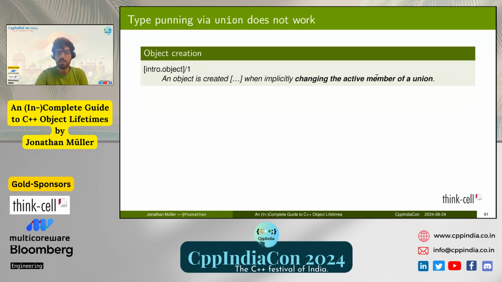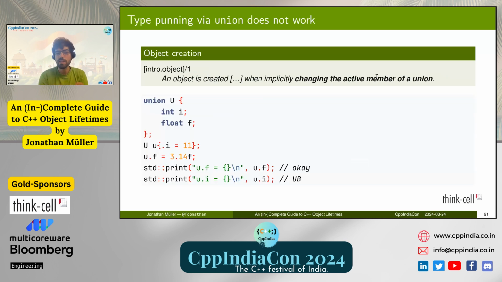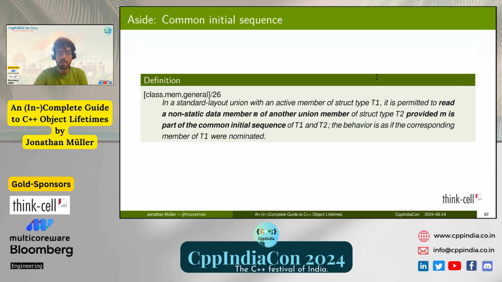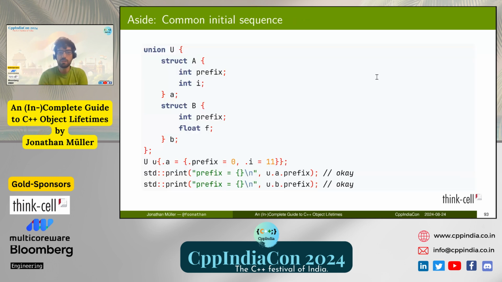And then via union also doesn't work because when you change the union, you could implicitly create a new object. So this is undefined. The u.f is fine because we've got a float, but u.i is undefined behavior because we changed it, so now it's no longer a float. There's one exception called the common initial sequence. What this means is here we've got two union members, they both have the int prefix, and then we can access that prefix member using either union member. And this doesn't really involve type punning, it's just that the compiler will magically update the access to go through the active one. So the second line u.b.prefix has the same effect as u.a.prefix because that's the correct way to access it. And the compiler just silently updates it for us.